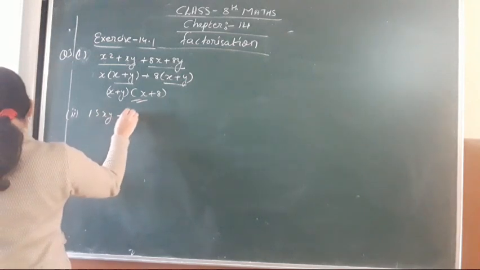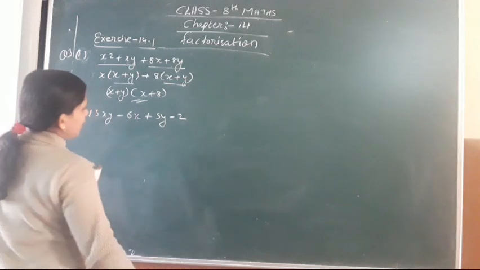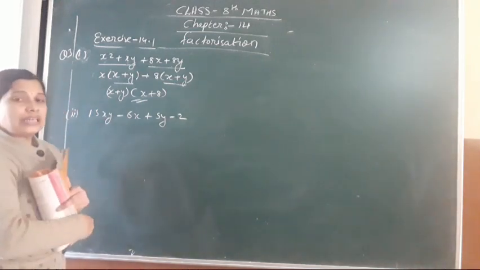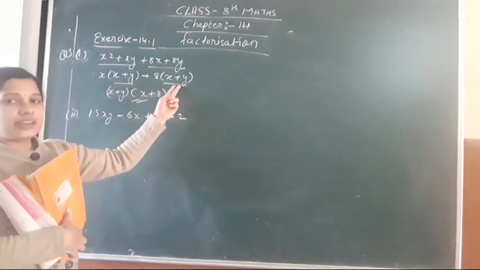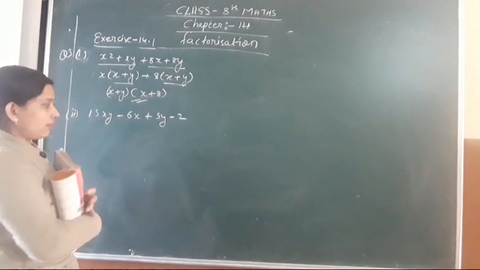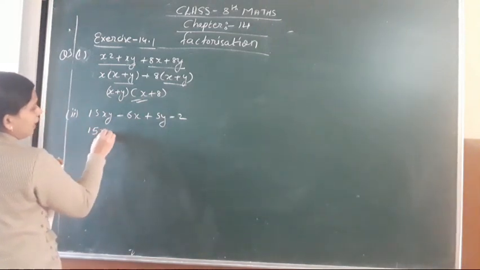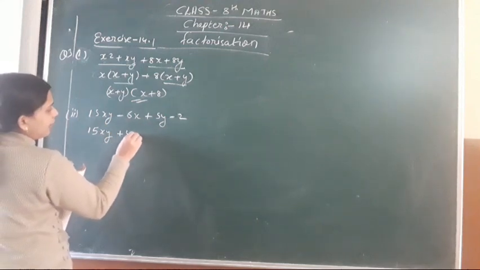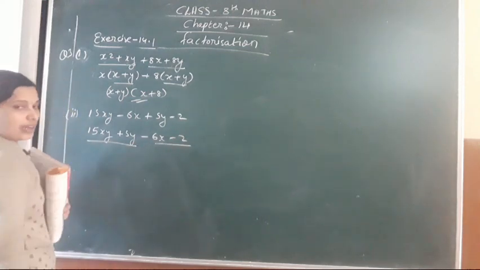15xy minus 6x plus 5y minus 2. So here you can see that we will make the pair of this. We have to make the pair in such a way that whatever terms are present inside should have the correct one, should match with each other. So can we make the pair of 15xy plus 5y, then minus 6x minus 2? Of course we can make the pair like this also.